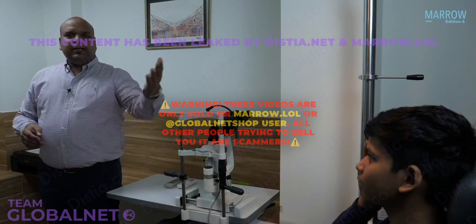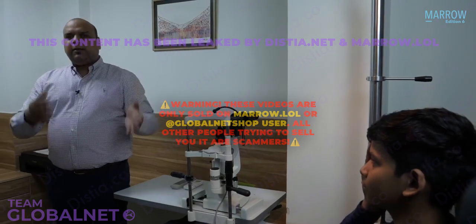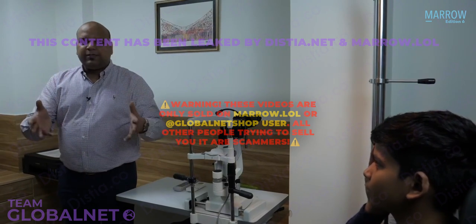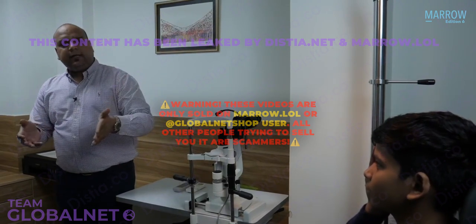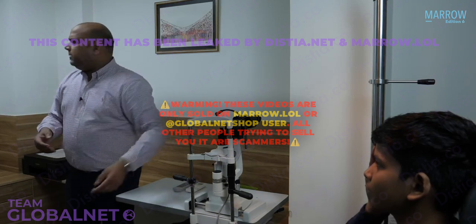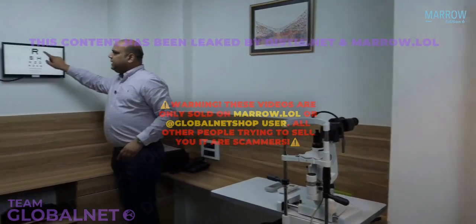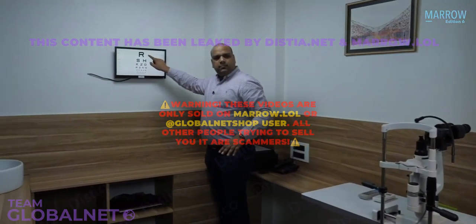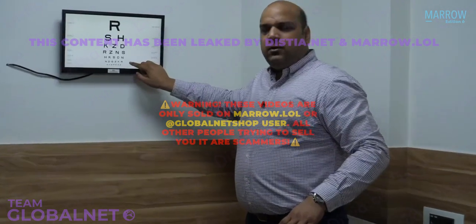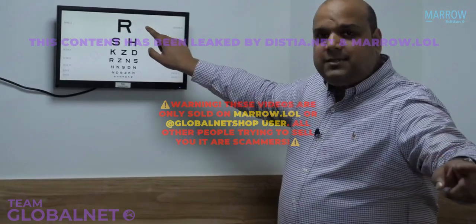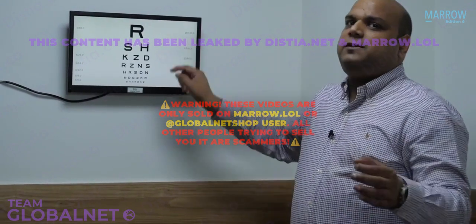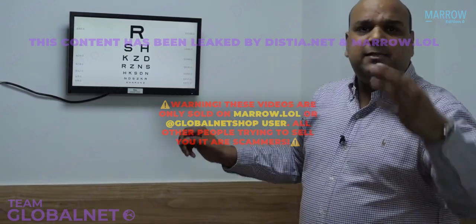Now let's make Karan another patient, patient number 3. The earlier two parts were actual vision recordings of the right eye and the left eye. Now this is a made up scenario. Karan, can you read the topmost letter? Yes. What is the letter? R. Can you read anything below that? No. So the patient can only read the topmost letter. That means the patient's vision in this case will be 6 by 60.